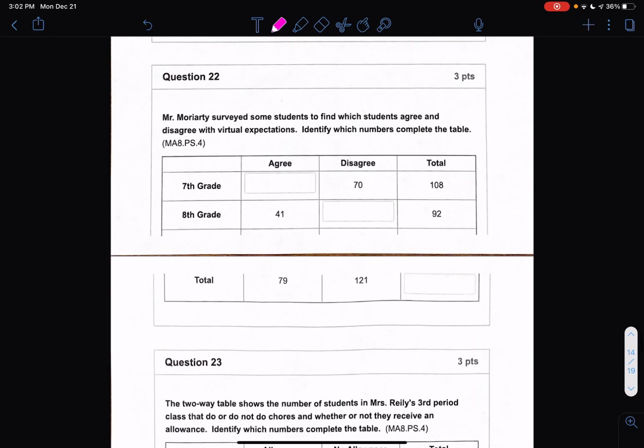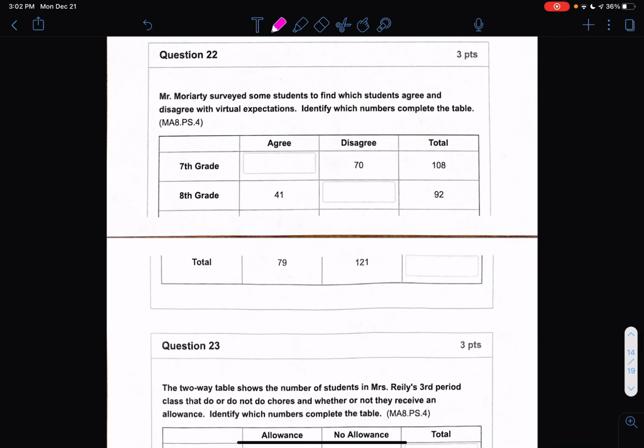Moving on. Then I have Mr. Moriarty surveyed some students to find which students agree or disagree with virtual expectations, identify which numbers, and complete the table. So once again, take it step by step. Do not rush the process.